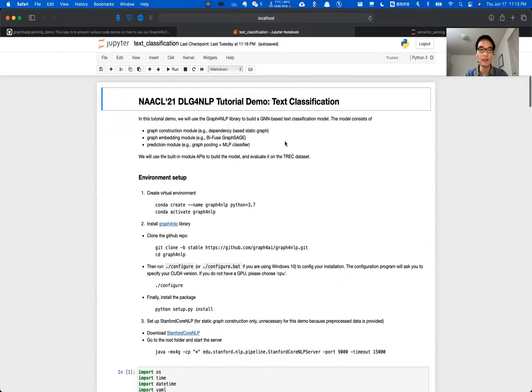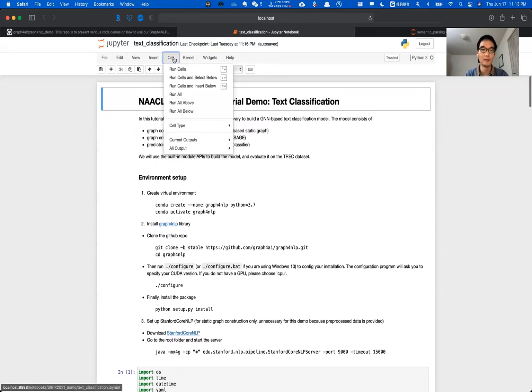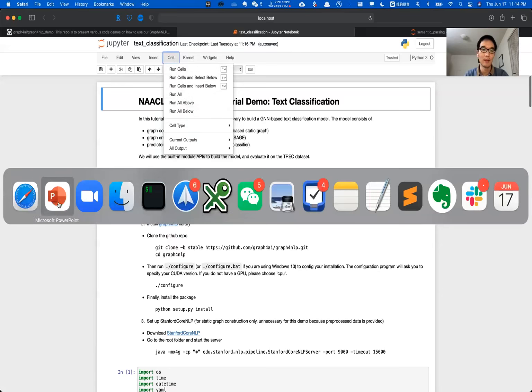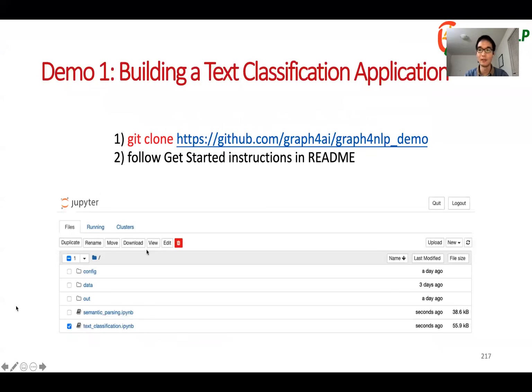In this text classification demo, we will use the Graph4NLP library to build a GNN-based text classification model. The model consists of a graph construction module, a graph embedding module, and a prediction module. We will use the built-in module APIs to build the model and evaluate it on the TREC dataset. So you can directly run this demo if you already installed the Graph4NLP library. Now let's get back to the slides to see the various components of the demo code.